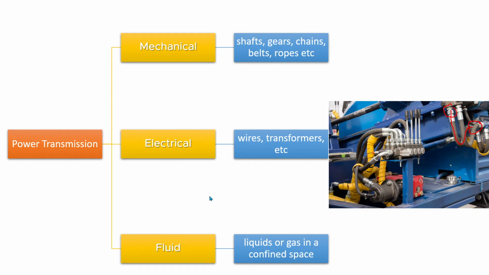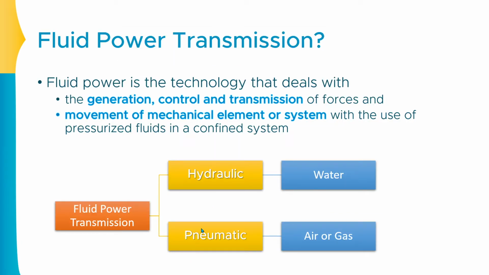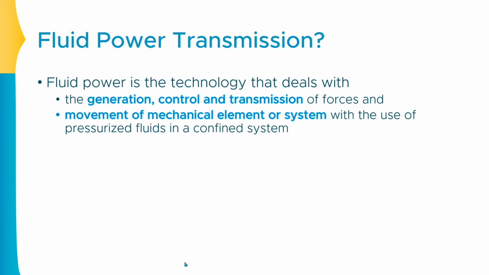Now the question exactly arises, what do you mean by the fluid power transmission? What is exactly a fluid power transmission? In that case, if you want to define the fluid power transmission, it is basically known as the technology that deals with the generation, control and the transmission of the forces and the movement of mechanical elements or the system with the use of the pressurized fluid in a confined system.